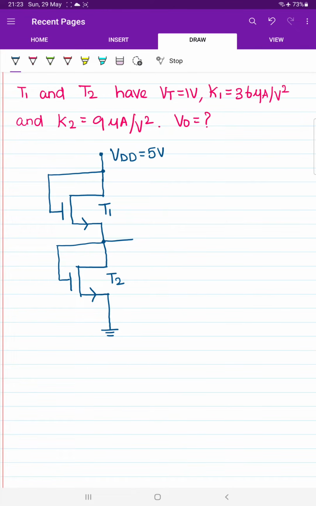In this lecture, we are going to look into the next question. Given transistors T1 and T2 have their threshold voltage Vt equal to 1 volt, and the value of K1 is defined as 36 microampere per volt square and K2 is defined as 9 microampere per volt square. Then what is the value of V0? This is the value of V0 here. We have to identify the value of V0.